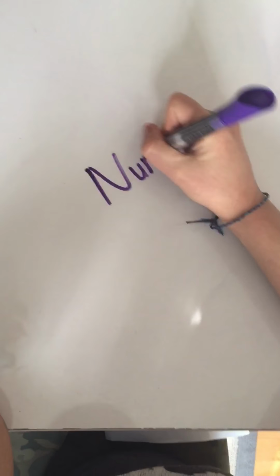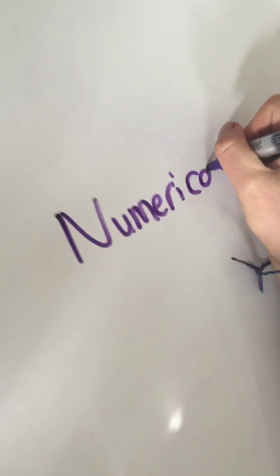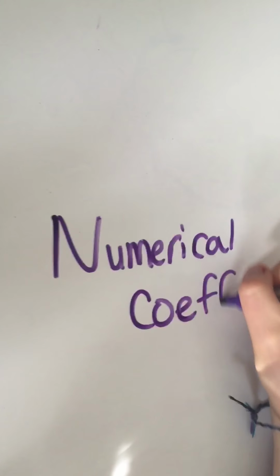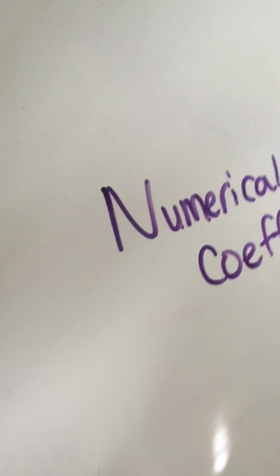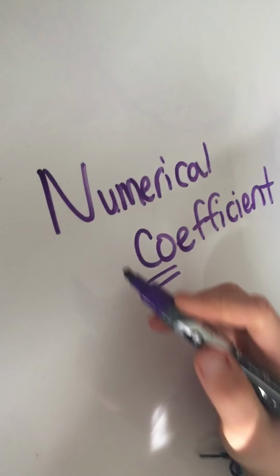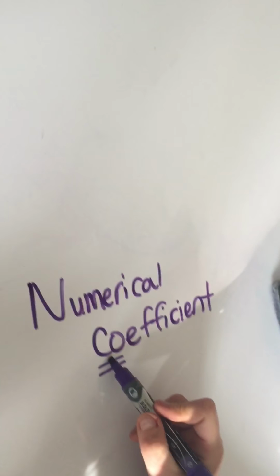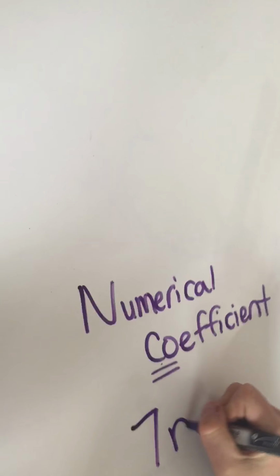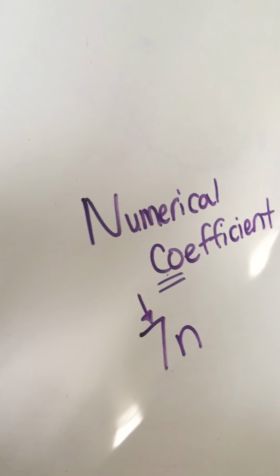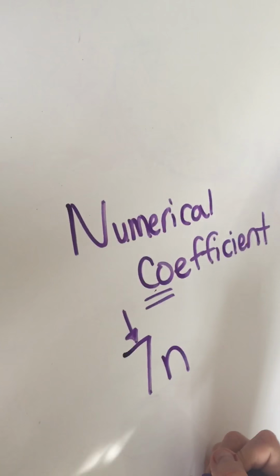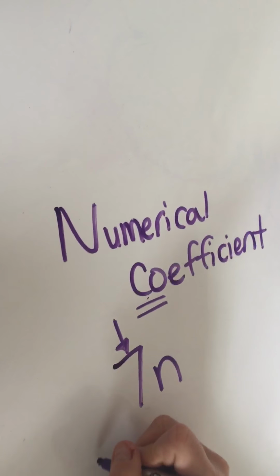Numerical coefficient. Numerical means number. Coefficient means goes with. Co means to go with. Numerical coefficient. So the number that goes with the variable. So 7n, the number that's going with the variable is 7. So the numerical coefficient is 7.